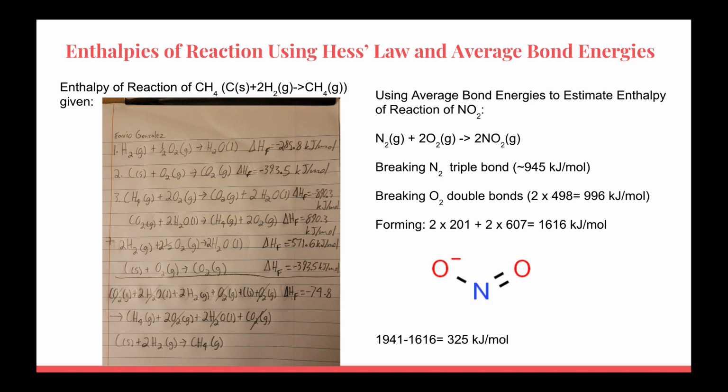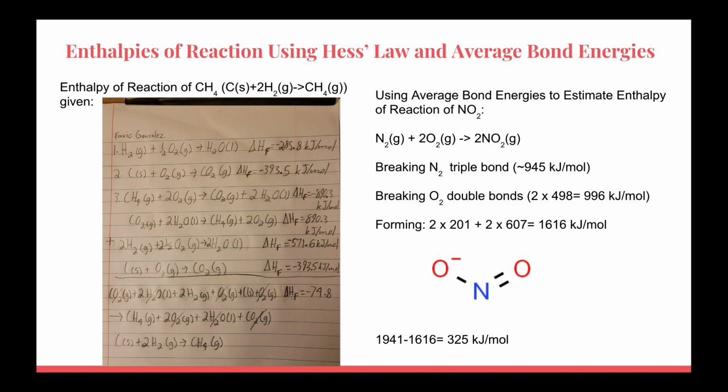So we're given 3 equations as well as their enthalpies of formation. And each of these equations is going to give us one of the elements or molecules needed to complete our equation and find the enthalpy of formation of methane. So for the first one that's given to us, it gives us the molecule of hydrogen gas that we're going to need. The second one gives us the atom of carbon that we're going to need. And the third one gives us the molecule of methane that we're going to need.